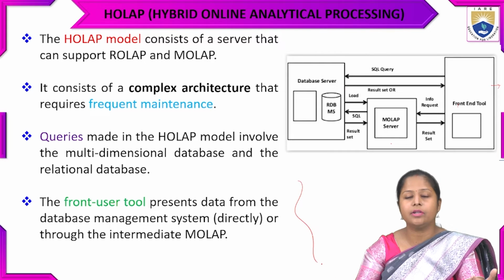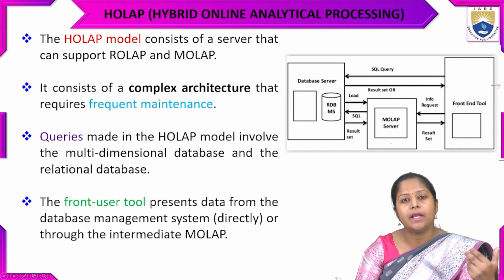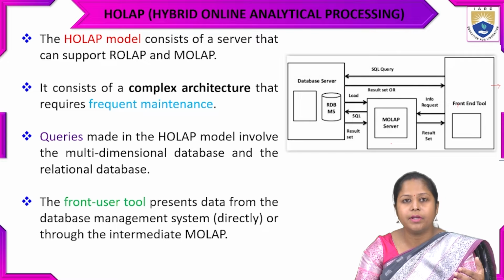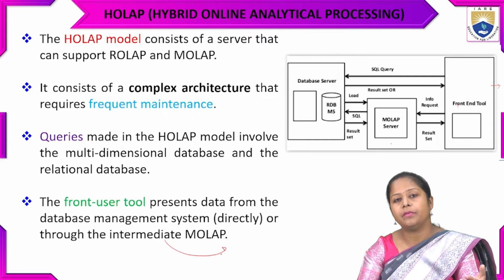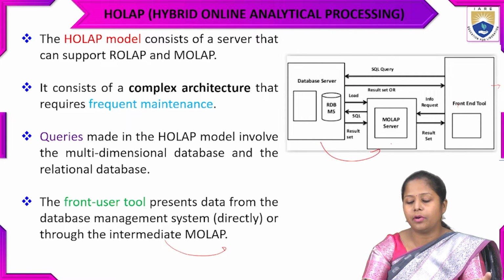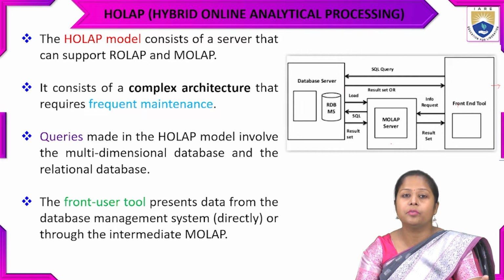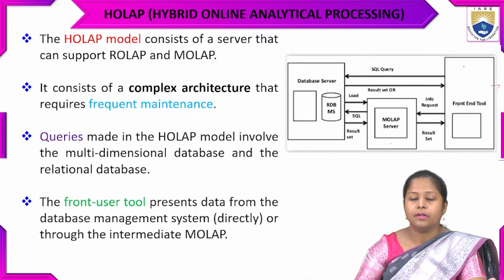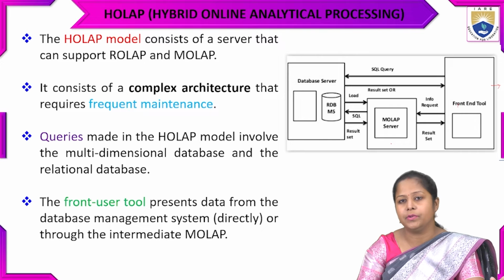The front-end tools present the data from the DBMS directly. Sometimes it can show the data from the DBMS directly, and sometimes the result will flow through the intermediate OLAP server. So in this block diagram architecture, we have seen how the query is going to be processed: from the front-end tools, it goes to the RDBMS side, then to the OLAP side if needed, and then it displays the result on the front-end tools.